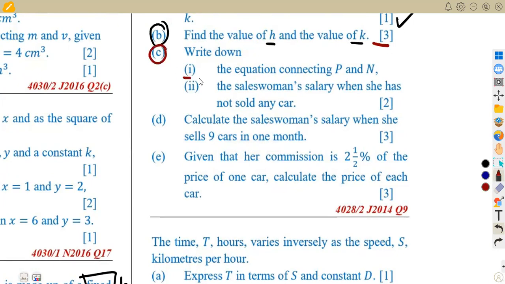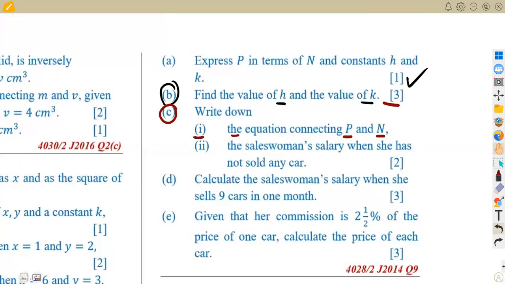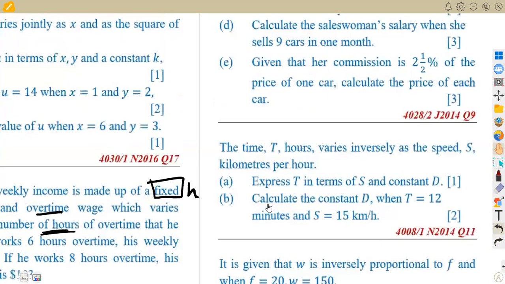Then part C, item 1: write the equation connecting P and N. Before, we had an equation connecting P, N, and the constants. Now they just need us to write it in terms of P and N. So what is going to happen with the constants H and K? We are going to substitute them back now.